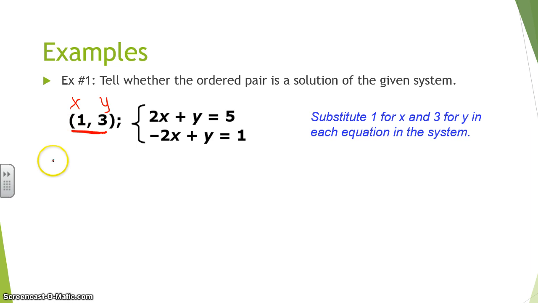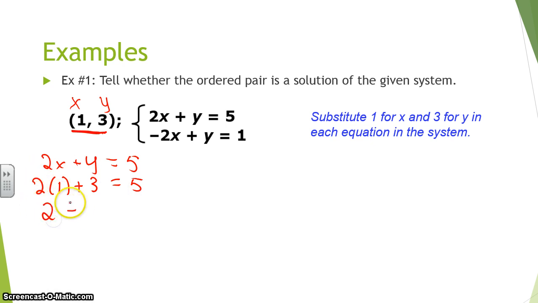My first equation is 2x + y = 5. We're substituting 1 for x and 3 for y. So we have 2 times 1 plus 3, does that equal 5? Well, 2 times 1 is 2, and 2 plus 3 equals 5. So for the first equation, that is true.